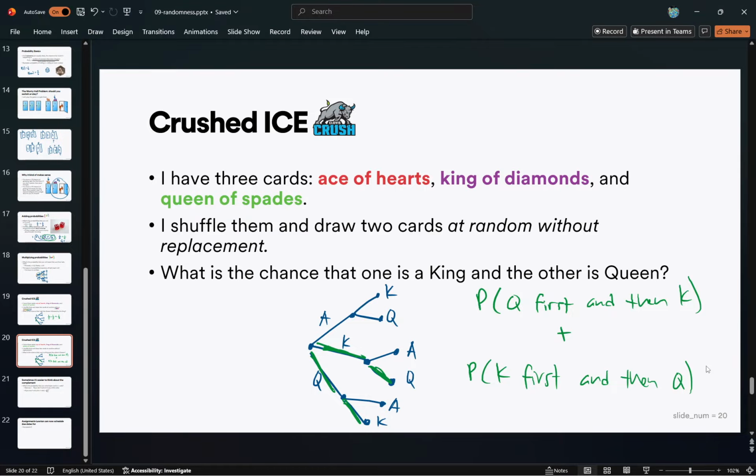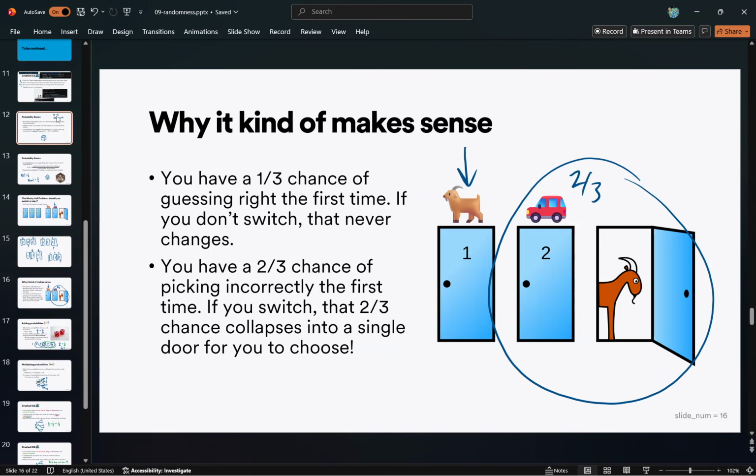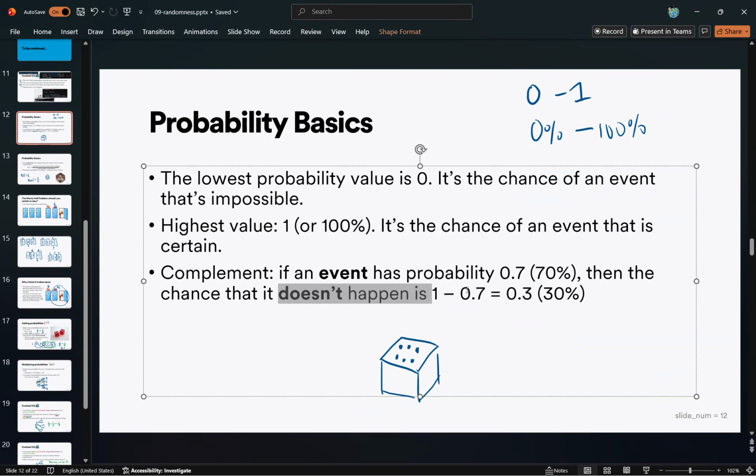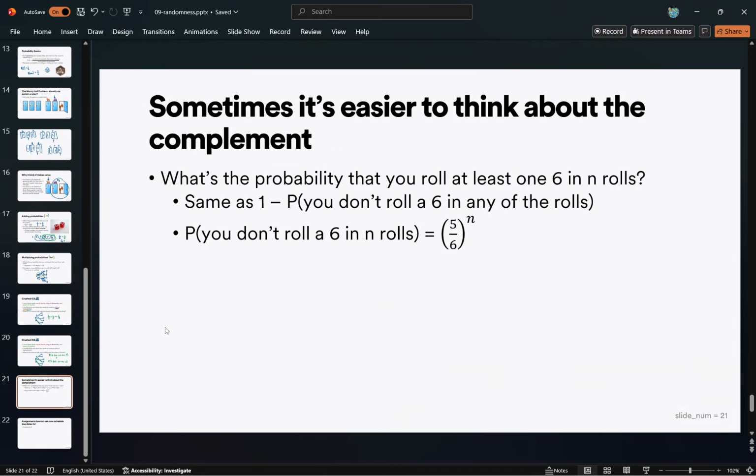One last thing I want to show you from these slides is that sometimes it's easier to think about the opposite. Remember that the complement is the fancy word for opposite. It's the probability that something does not happen. The opposite is 1 minus whatever the original probability was. Sometimes it's easier to think about, all right, what's the odds that this thing doesn't happen? It's easier to formulate your idea in that way.